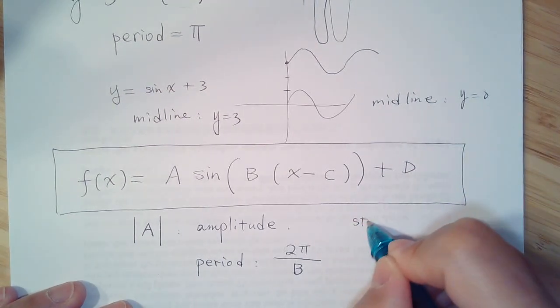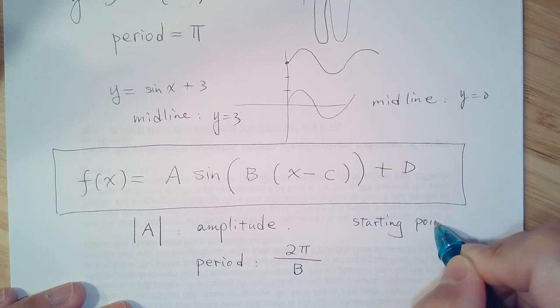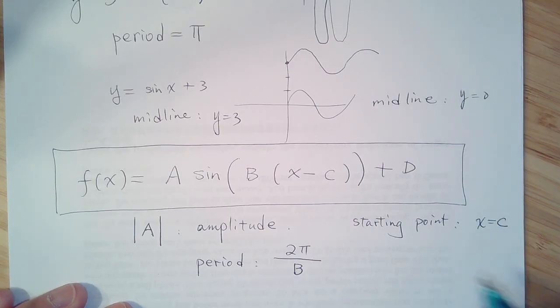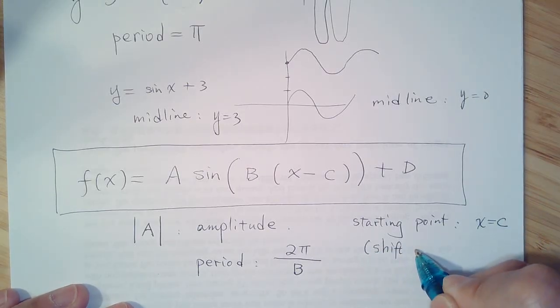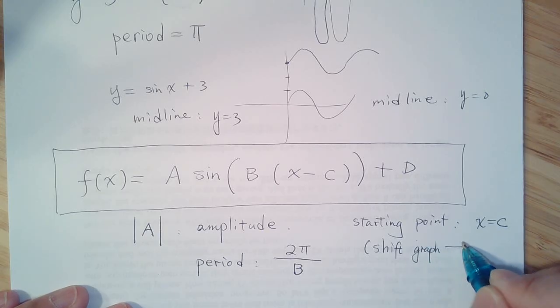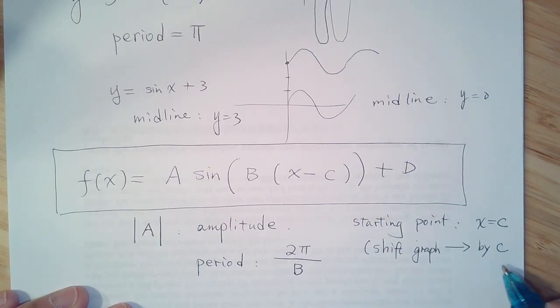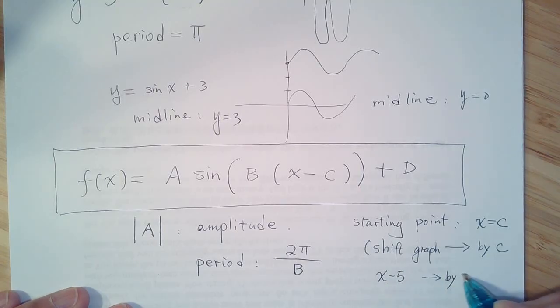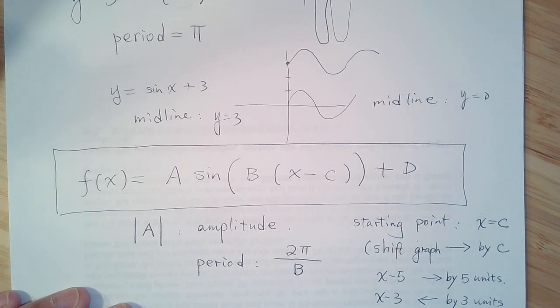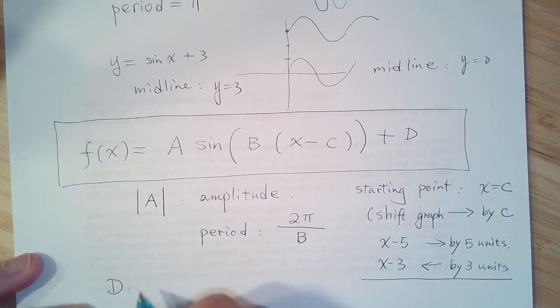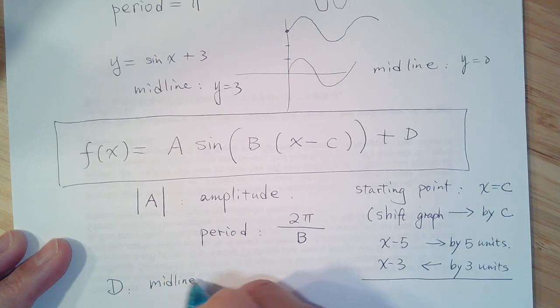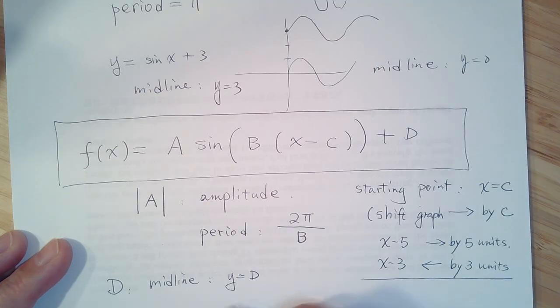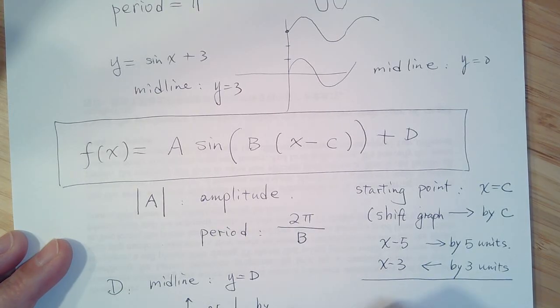Okay. And your starting point is when x equals c. So it's equivalent to shifting the graph to the right by c. Of course, if c is negative, then you shift it to the left. So, for example, if you get x minus 5, then you're going to shift f to the right by 5 units. If it's x plus 3, then you're going to shift it to the left by 3 units. At the end, you have this d. d is the midline, which is y equals d. So that means you're shifting up or down by d units.